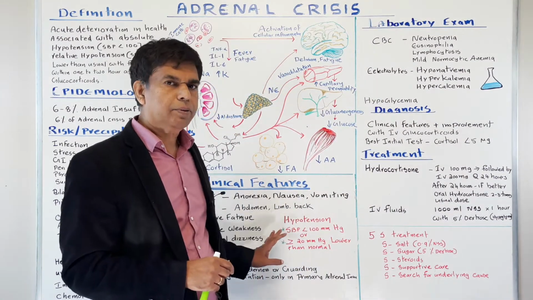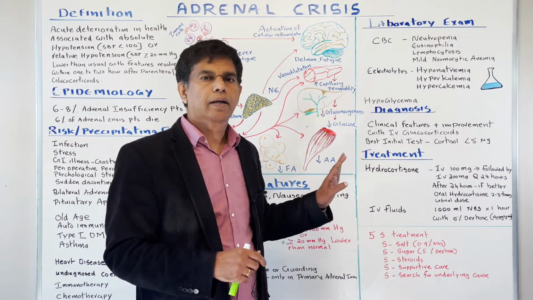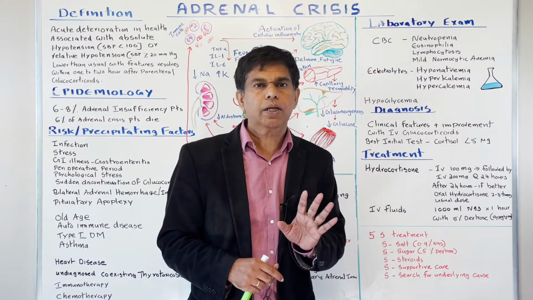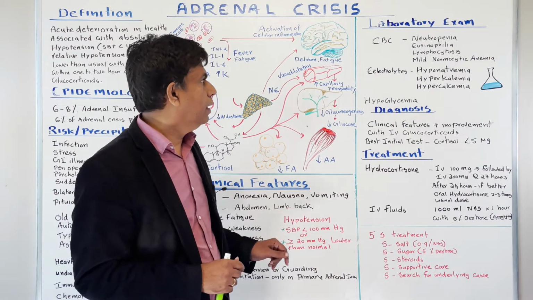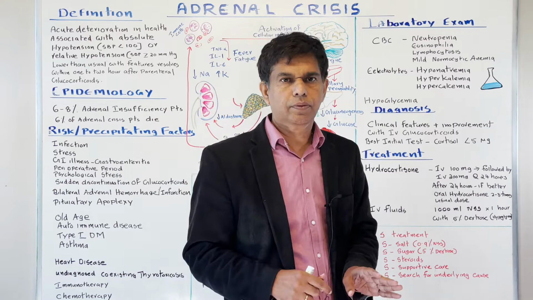Now let's look at the blood pressure again. Blood pressure is going to be systolic blood pressure less than 100, and a decrease of 20 from the baseline could also be used, right? It's a very, very important component. Now we look at the labs. You draw the labs. What are the findings you will find?